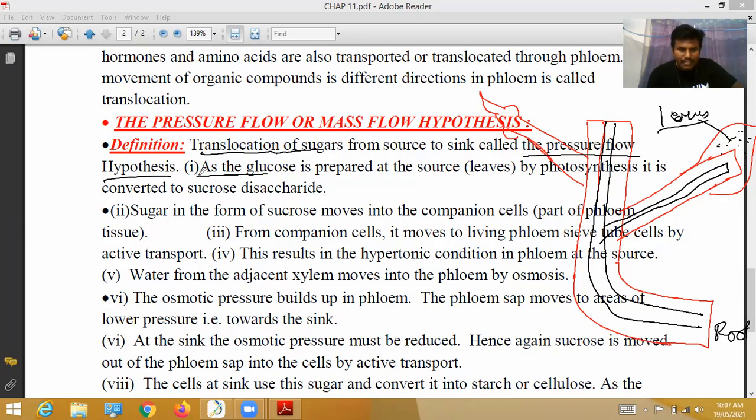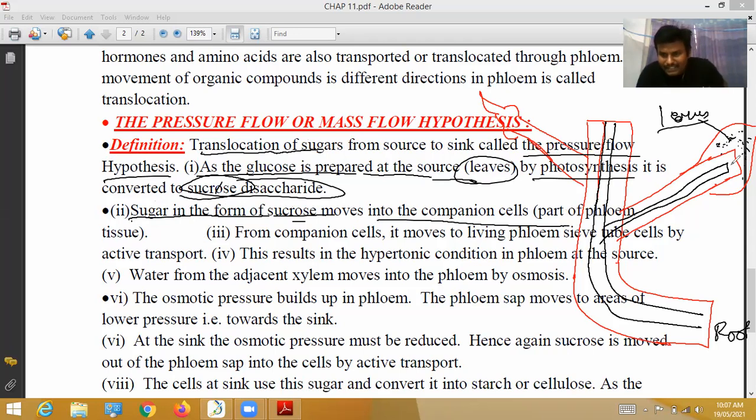Glucose is prepared at the source, the leaves, by photosynthesis. That glucose is converted into sucrose, a disaccharide. Initially, carbohydrates are prepared, and those carbohydrates are converted into sucrose in the leaves. Sucrose is sugar only. Sugar in the form of sucrose moves into the companion cells.